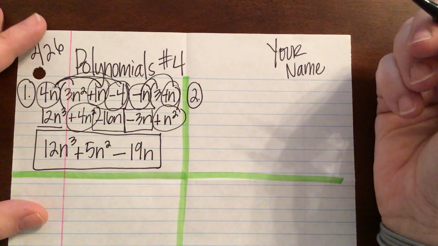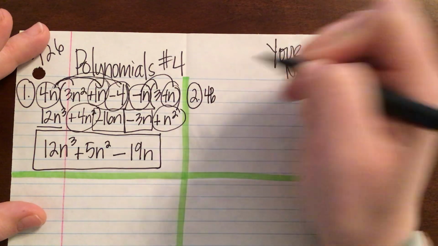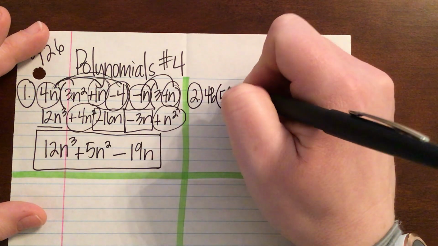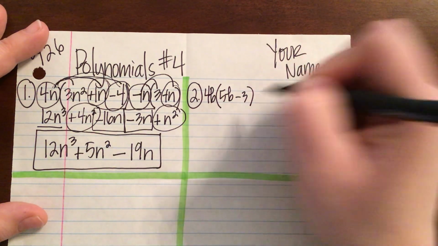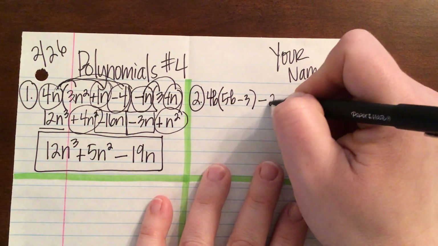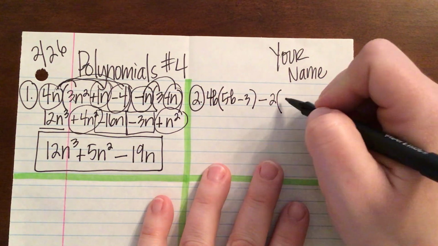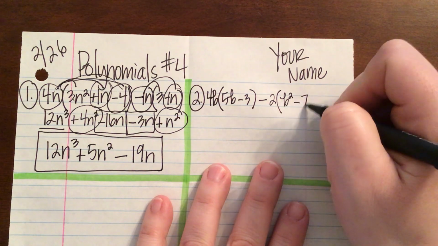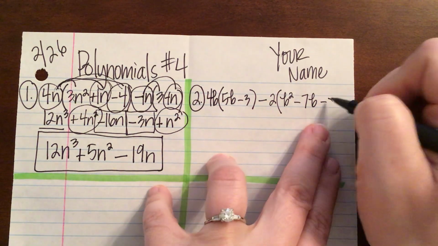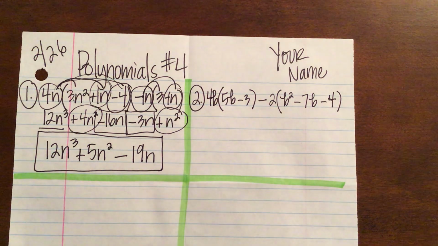Number 2, 4b times 5b minus 3 minus 2, parentheses, b squared minus 7b minus 4. So you go through, get that distributive property going. You have to distribute twice in this problem. And then once you've distributed twice, you'll go through and collect your like terms.